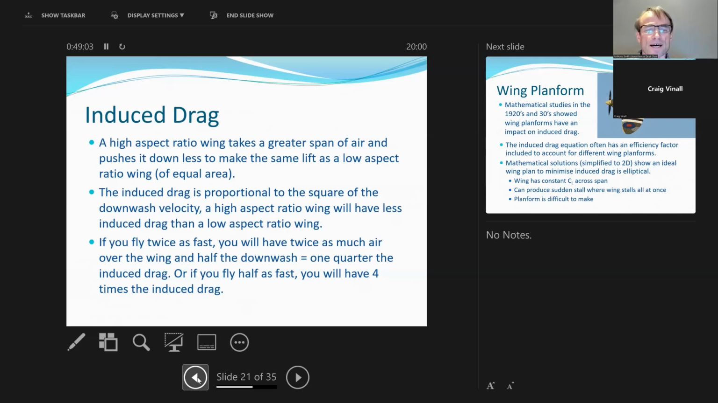If you fly twice as fast, you're going to have twice as much air over the wing. You have half the downwash. Induced drag is the square of that half, so it's a quarter. You've got half the downwash, you've got 1/4 the induced drag. So you've got this inverse relationship with your speed. If you slow down, if you go half as fast, you've got 4 times the induced drag. So the induced drag is your low speed drag problem.